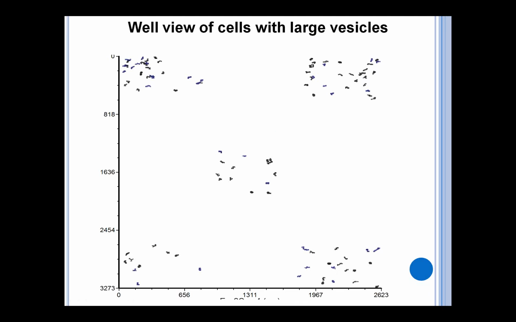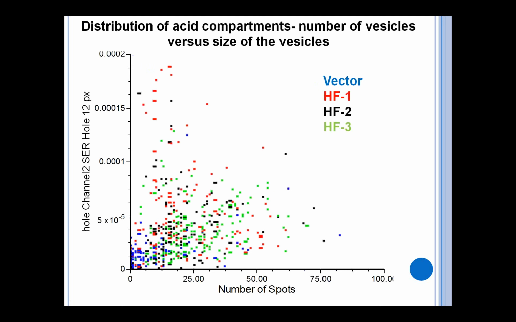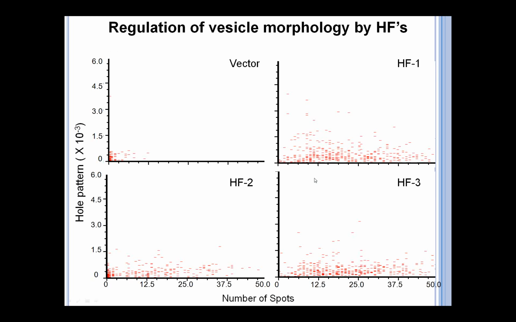And this is a well view of the cells which are expressing large vesicles. And this is the distribution of all the cells which are expressing either the vector alone or the HF1, 2, or 3 host factors. As you see from this graph, most of the cells which are expressing HF1 have larger vesicle size, shown on the y-axis, and the number of spots is higher in all the cells expressing the HF factors compared to the vector. I know this is a busy slide, so I'll explain in detail in these slides.